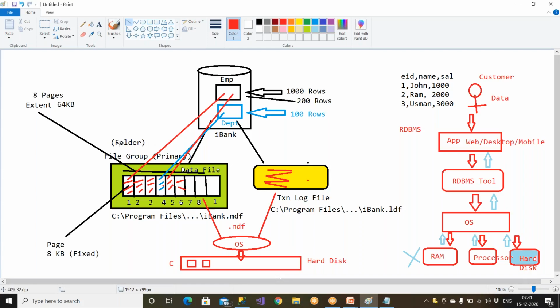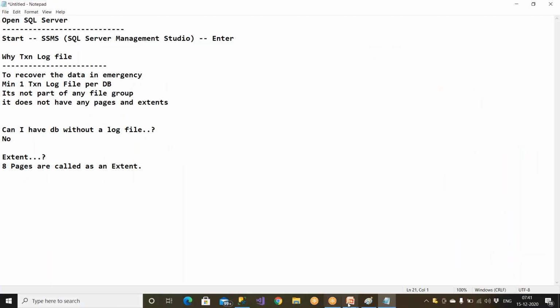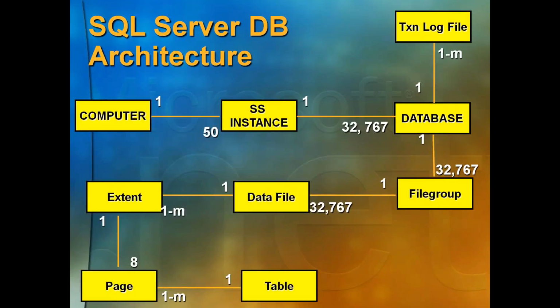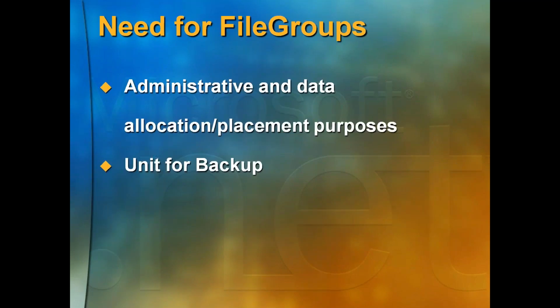What is the purpose of a file group? The purpose of a file group is to store the data files together. So that is the purpose of a file group. Clear? Let me give you the need for file groups: administrative and data allocation placement purposes, and a unit for backup. Why are we creating folders? Because I can copy the data.